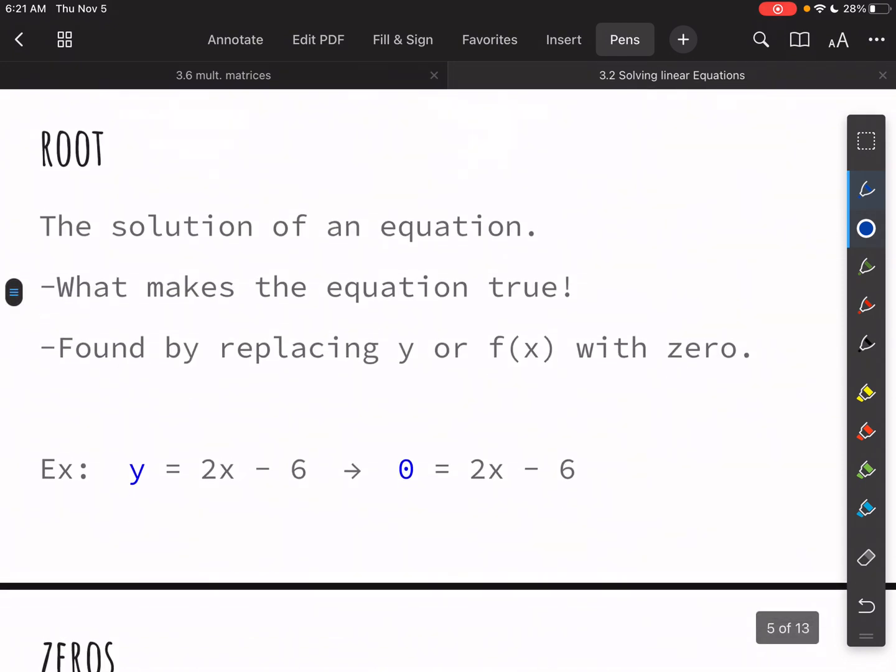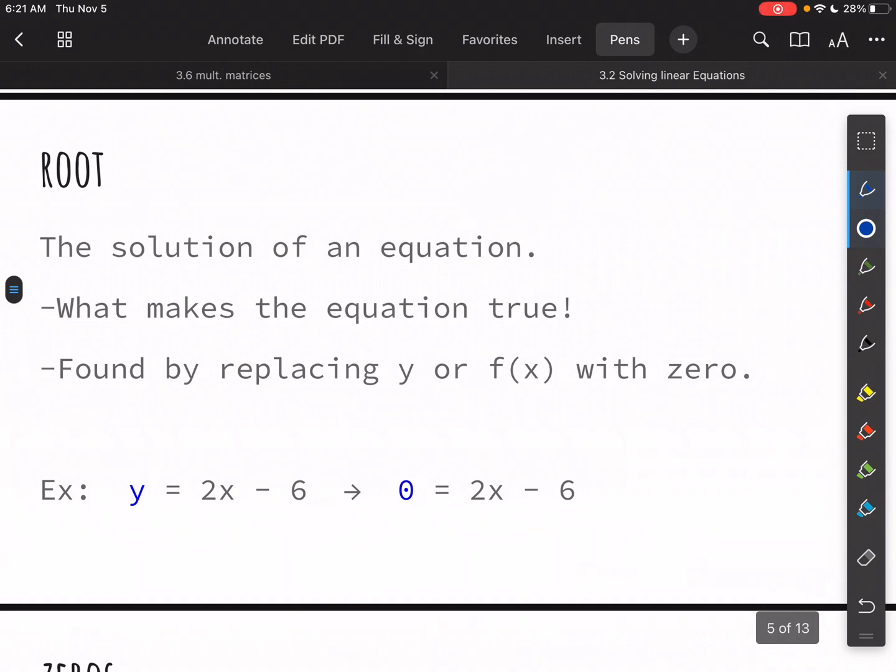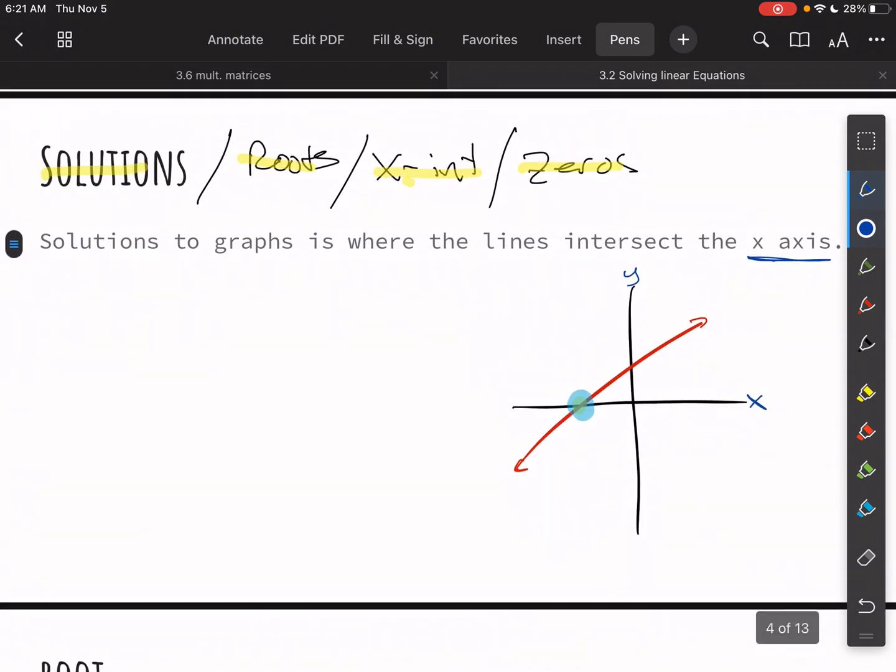All right, so the root, again, is the solution of an equation, what makes the equation true, and it's found by replacing y or f of x with 0. Which makes sense, right? Because what is the y value always when we have an x-intercept? Notice that on the y, we are always going to be at 0. Right?